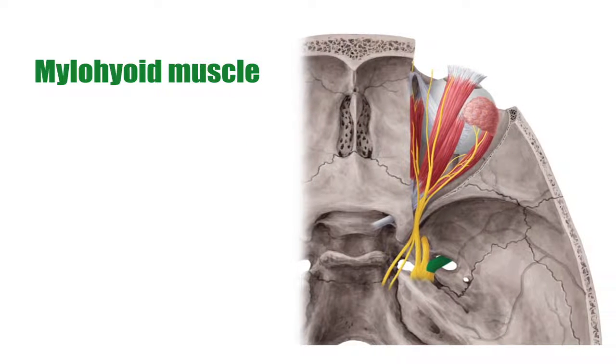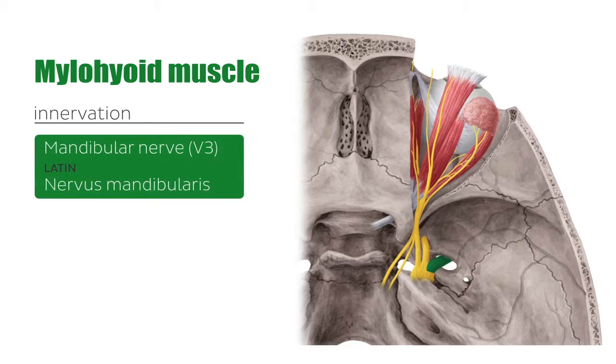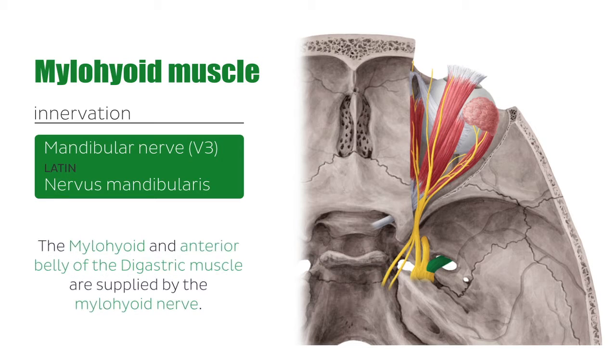We're now looking at this nerve that you see here highlighted in green, and this is the innervation for the mylohyoid muscle. This is the mandibular nerve. The muscle is supplied by the mylohyoid nerve from the mandibular nerve, which is one of the three branches of the trigeminal nerve, or cranial nerve number 5. An important point to make is that the mylohyoid and the anterior belly of the digastric muscle are innervated by the mylohyoid nerve.